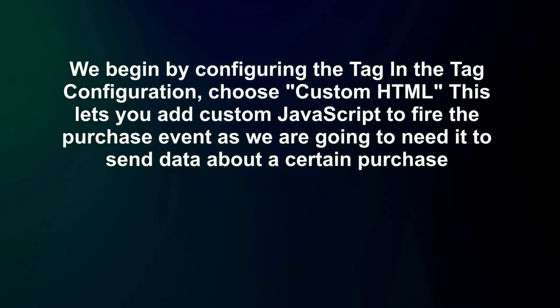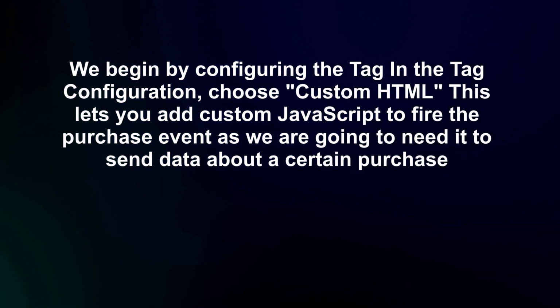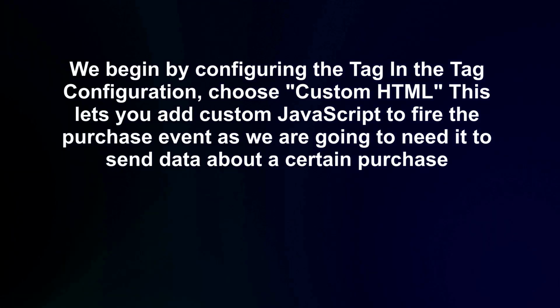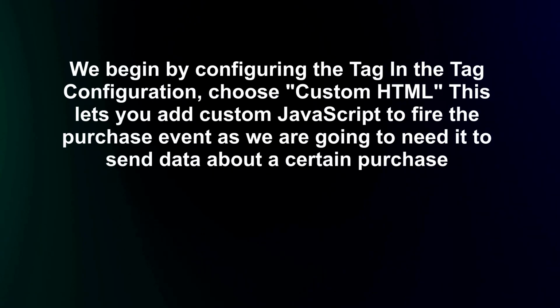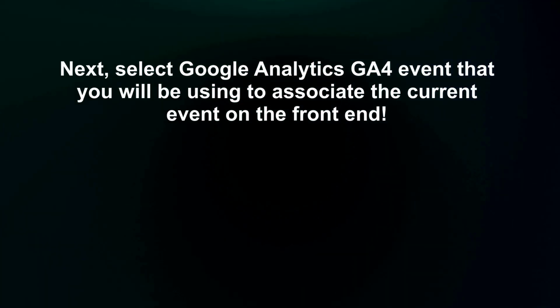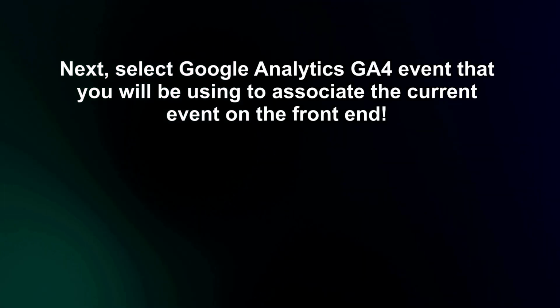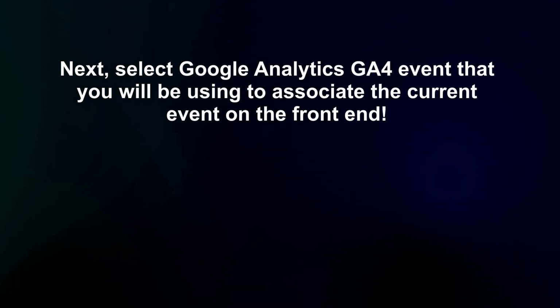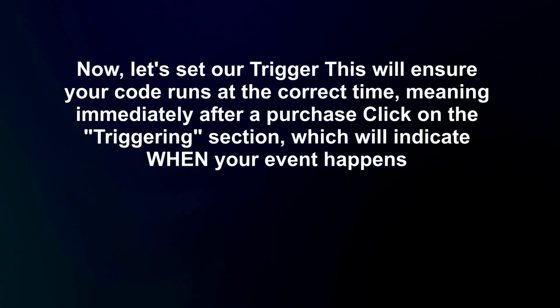In the tag configuration, choose Custom HTML. This lets you add custom JavaScript to fire the purchase event, as we are going to need it to send data about a certain purchase. Next, select Google Analytics GA4 event that you will be using to associate the current event on the front end. Now, let's set our trigger.